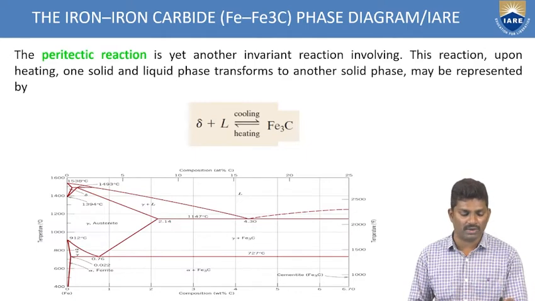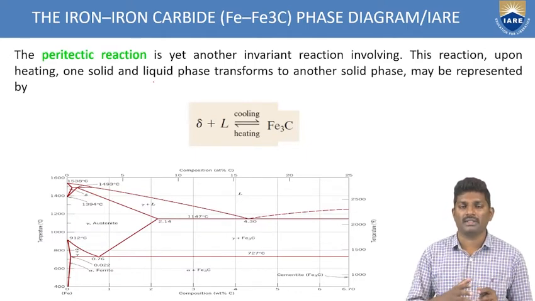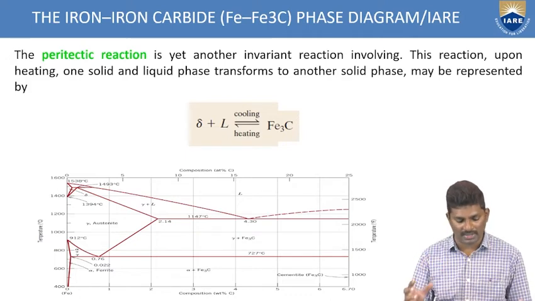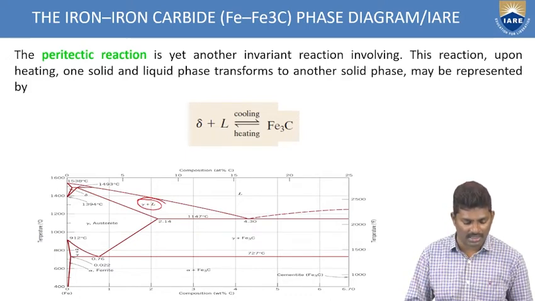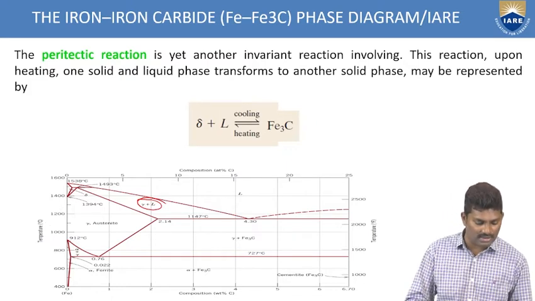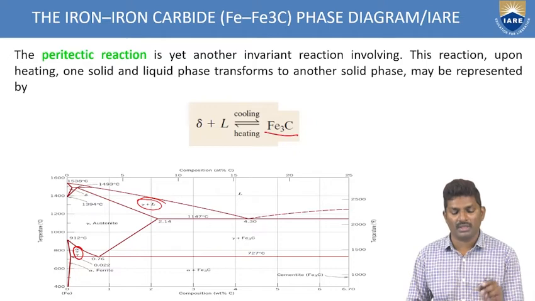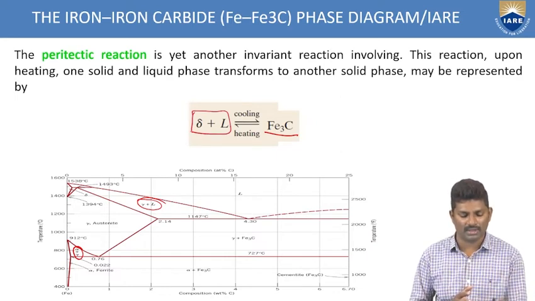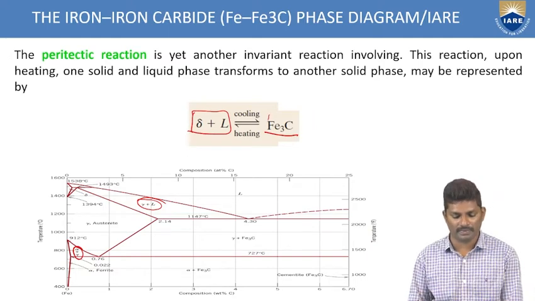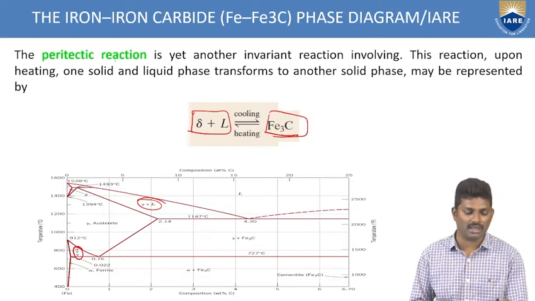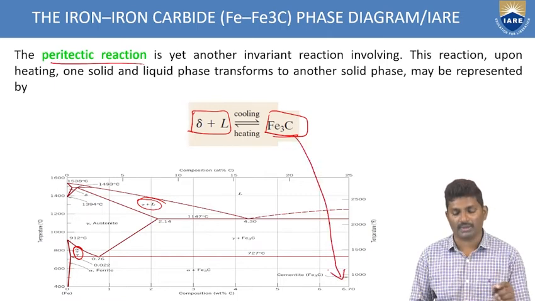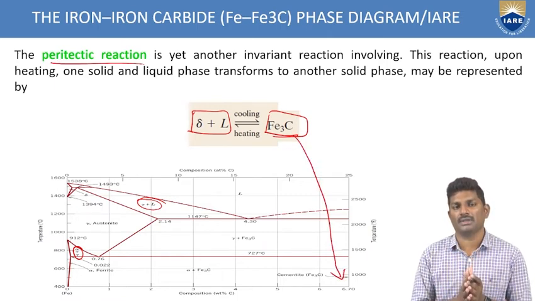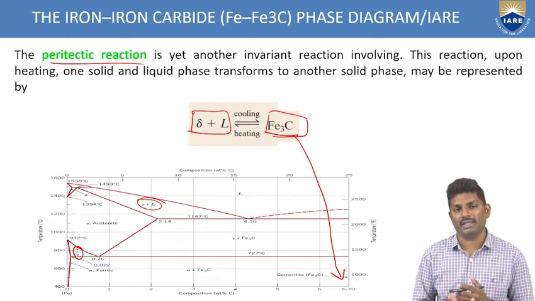And coming to the peritectic reaction, what is happening? Solid plus liquid transforms to a single solid. So delta plus L, or gamma plus L. So you can see here, upon heating, one solid and liquid transform to another solid. This is called a peritectic reaction. So where are we getting the peritectic reaction? At this point. So a complete solid structure we are getting. So in total you have three reactions: eutectic, eutectoid, and peritectic reaction.